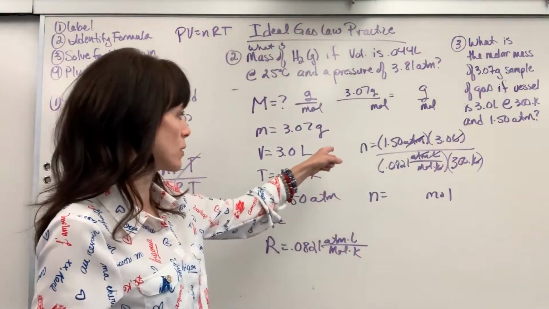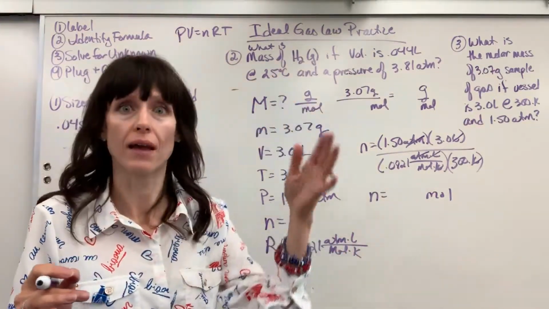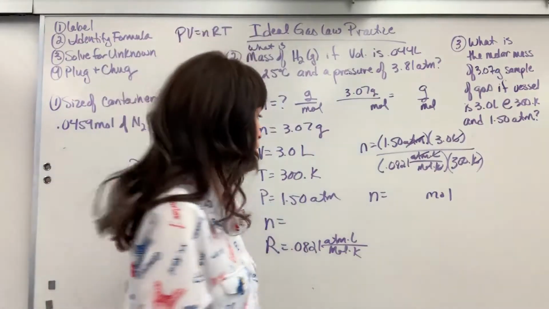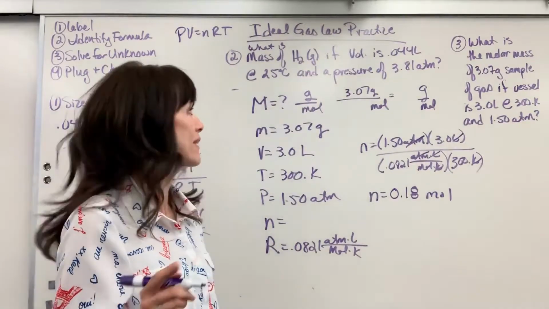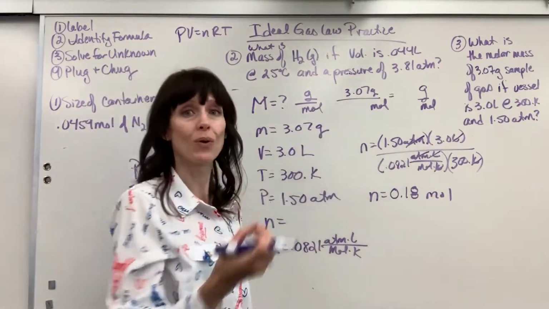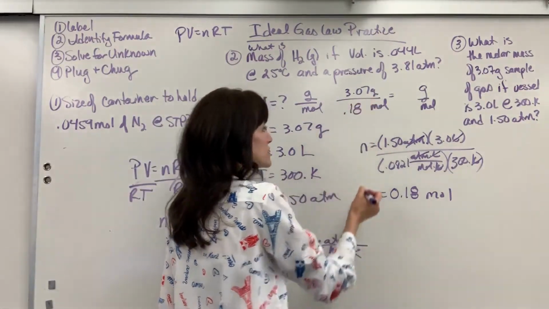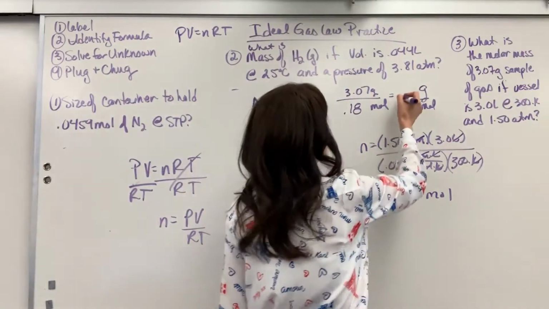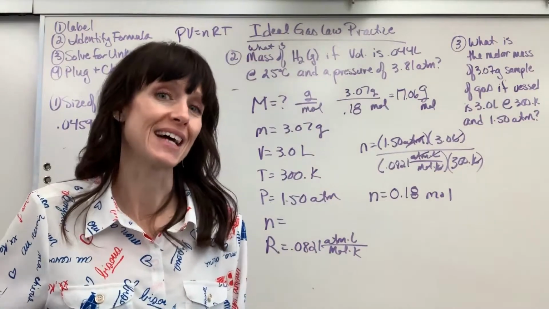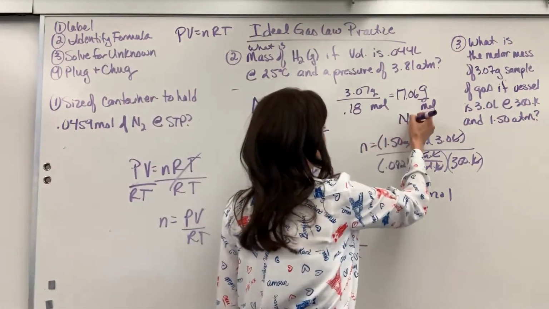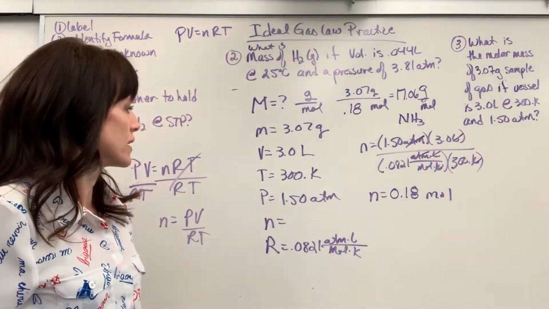So put this in our calculator, 1.5 times 3 divided by parenthesis, 0.0821 times 300 and parenthesis, and our answer is 0.18 moles. Okay, we got the moles. So let's come back up here for molar mass. They gave us the grams, 3.07 divided by 0.18 moles, and when you divide that, we get 17.06. So it'd be 17 grams per mole. Looks like that is going to be pretty close to an ammonia gas. Okay, very good.